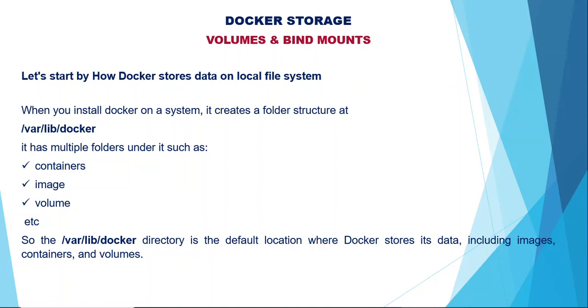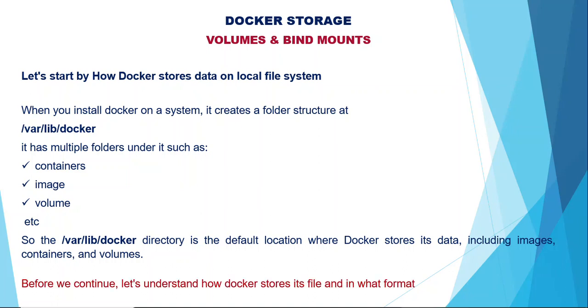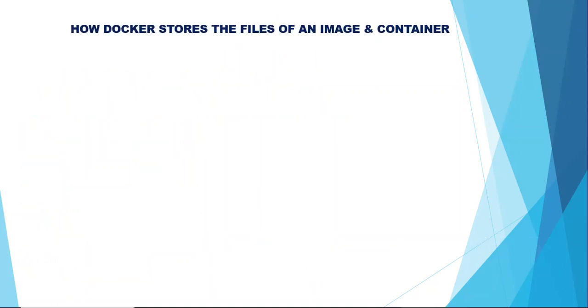Alright, so before we continue, let's understand how Docker stores its files and in what format. In Docker layered architecture, images are built in layers. In my last tutorial where I demonstrated how to create a Docker file, we had a specific number of Docker instructions, and Docker uses those instructions to build our image in layers. So if you have 5 instructions in your Docker file, your layers will be 5.